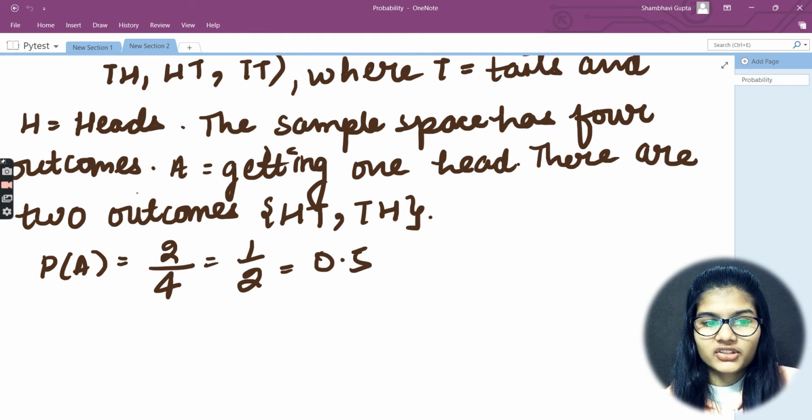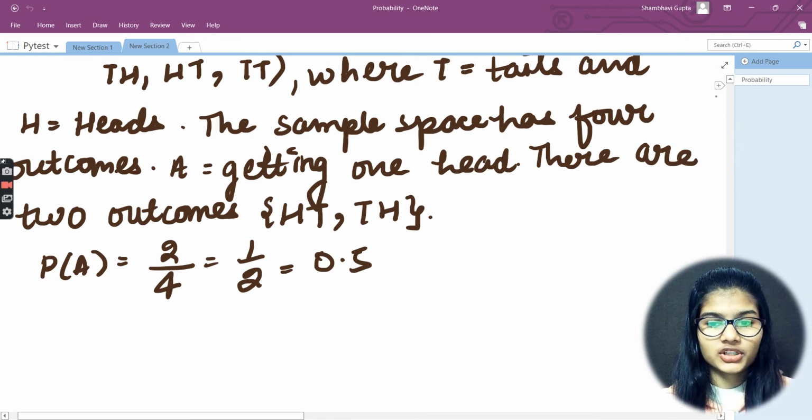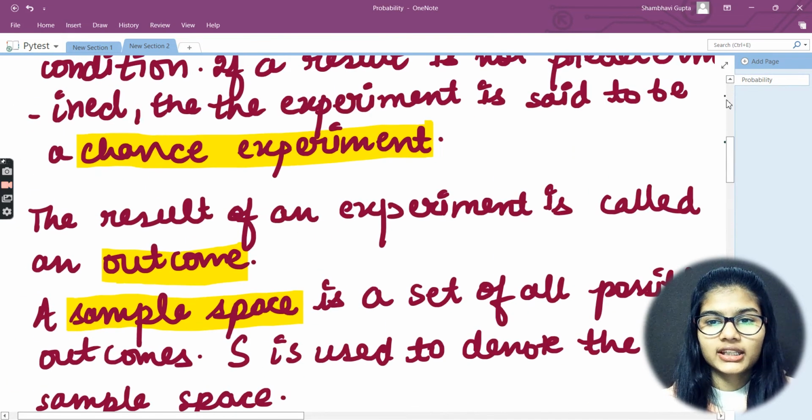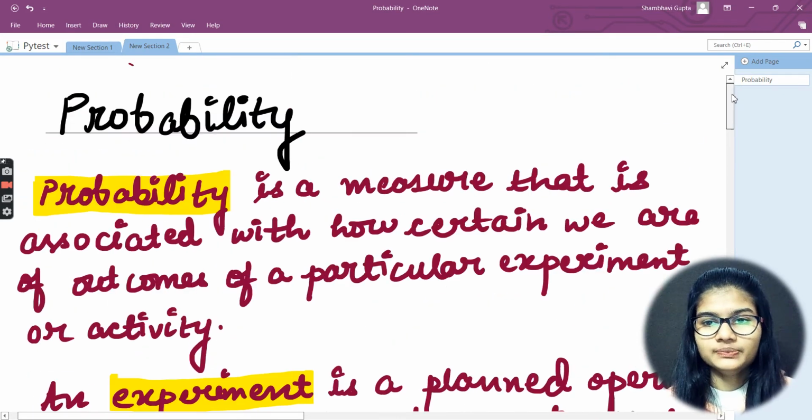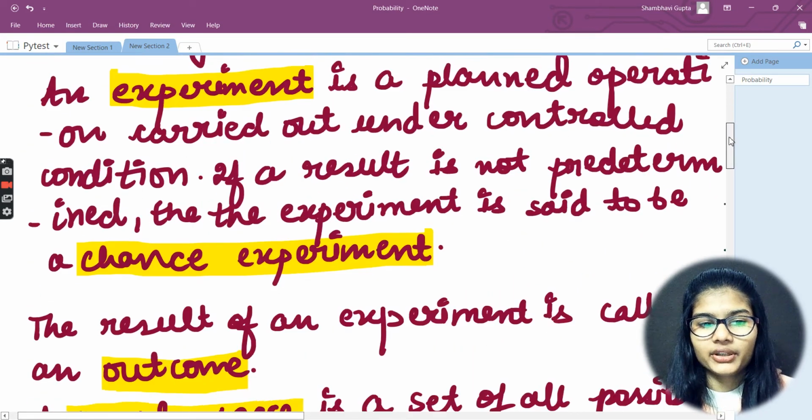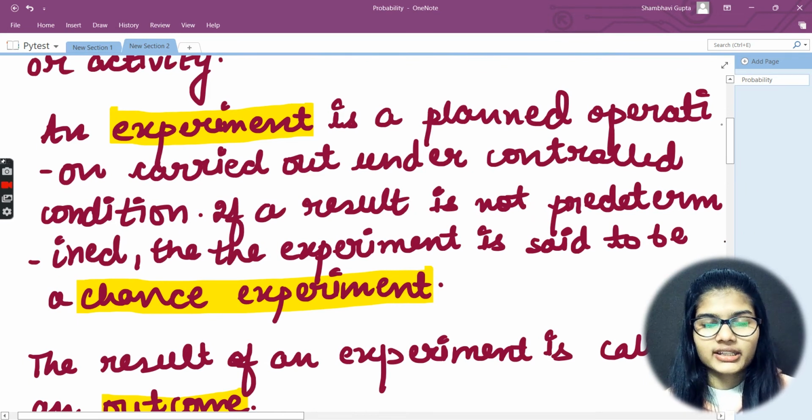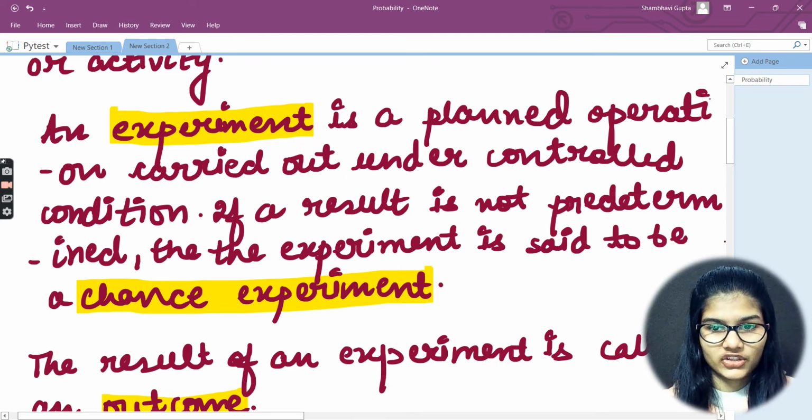So I hope I am pretty much clear with this respective example which I have taken up here. Now what I want to do is to revise these terminologies once for you, because it will be much easier for you to relate to the things. So we started with what an experiment is. It is a planned operation which is carried out under controlled conditions.